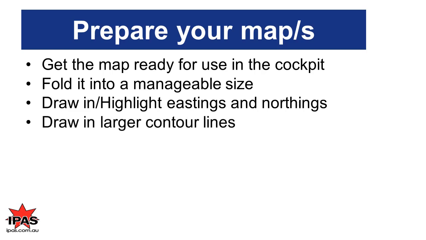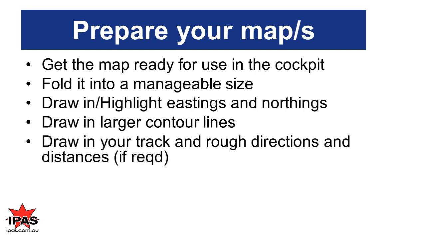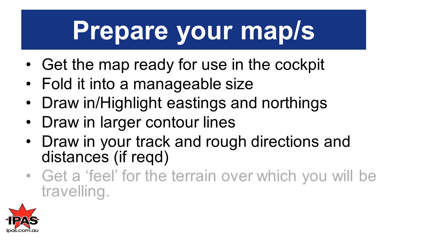When you're looking at the contour lines, you may recall from the previous videos the contour lines with index lines. Well, sometimes it's a good idea to actually draw those in. So you have the contour index lines, but get a pencil and actually outline them, and it will emphasize the terrain. I'll show you in the next slide what I mean by that. And then also draw in your track and any rough directions and distances if required. What you're trying to do as you're looking at the map is get a feel for the terrain. So as you look at it, you think, well, where's the high ground? It's to my north. I've got a river to my south. So you're getting a bit of a feel for what you're expecting to see when you're in the aircraft.